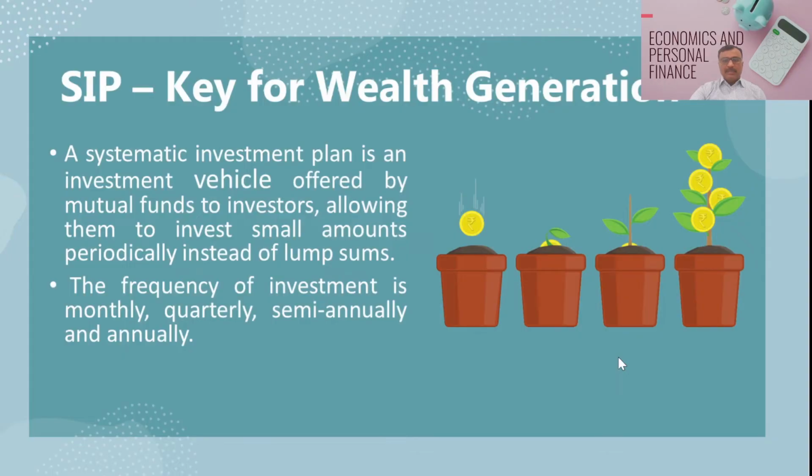So SIP is something like purchasing groceries. When the grocery rates are low, you buy more. If the grocery rates are high, you buy less.